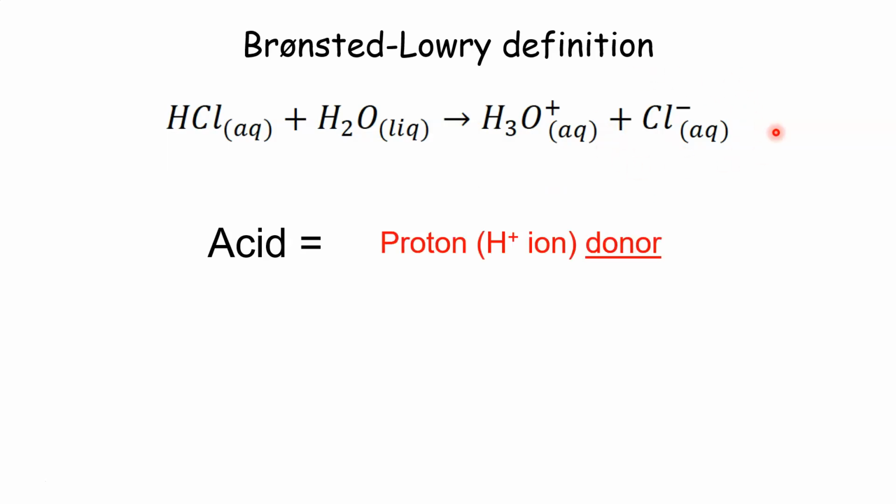So what does our acid do? We call this a proton donor. So in other words, this proton on the acid was donated to the water molecule. So now on the other side of the equation, the water molecule has the proton. So the HCl donated it. So the HCl is the acid because it functioned as the proton donor.